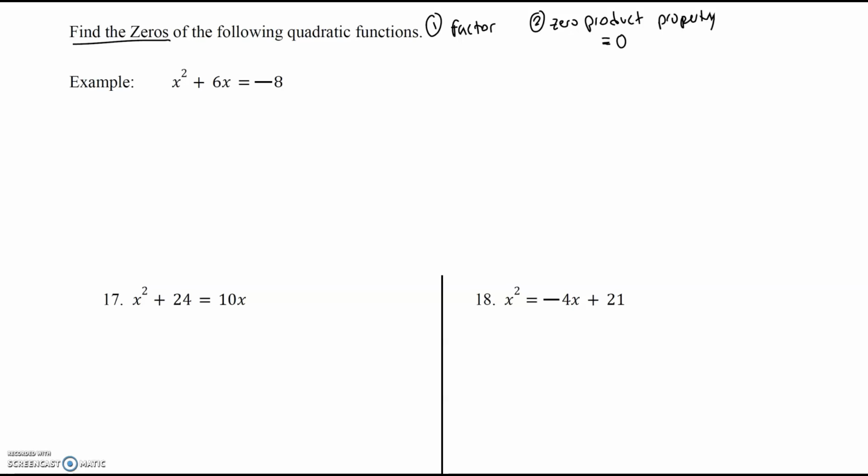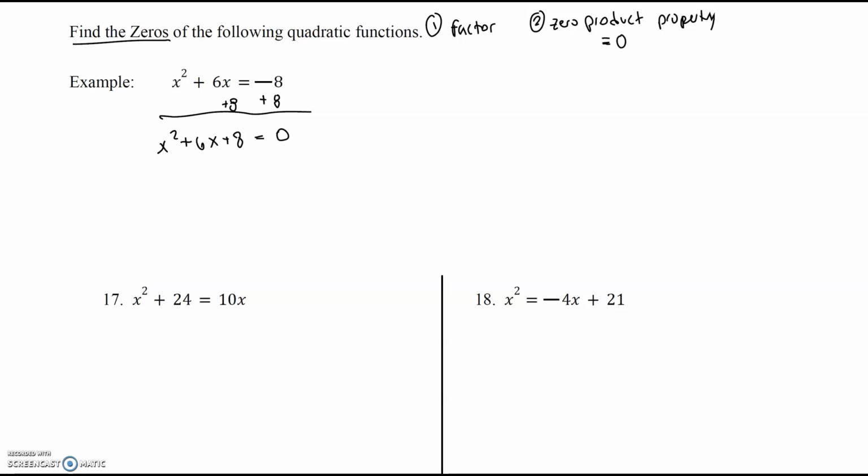So for our first example, x squared plus 6x equals negative 8. Well, I want to make something 0. And I'm going to try to make sure that the x squared is a positive thing. That's going to make it easier for us to factor. So in doing that, if I add 8 to both sides, we now have x squared plus 6x plus 8 equals 0.